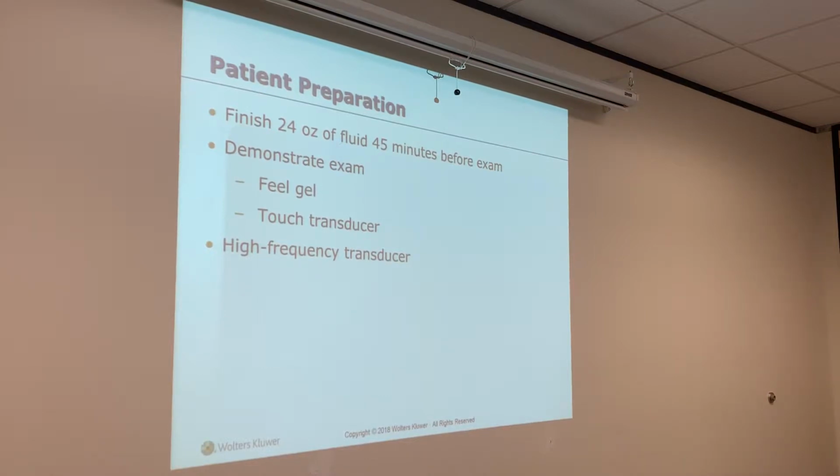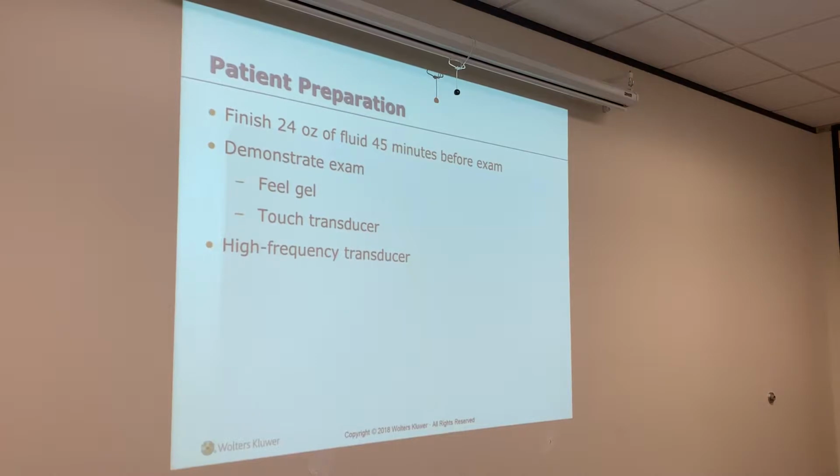Okay, so you don't want to just go in there and say, have a seat on the table, get up on the table and lay down and start your exam, because then they're going to panic and you're not going to be able to do their exams. Okay, so you want them to feel that the gel is warm, that it's not cold, it's not sticky, it's just going to soak into their skin.